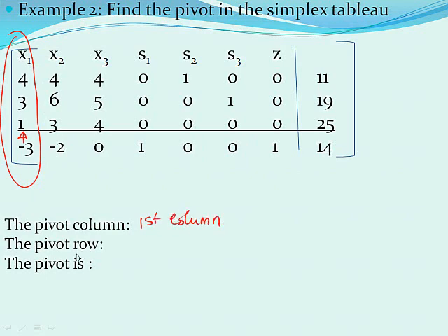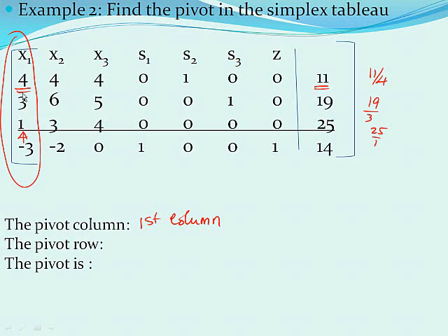So now we need to decide the pivot row. In order to decide the pivot row, I need to look in the pivot column and consider only the positive numbers. When I divide the numbers in the last column by the positive numbers in the pivot column, we get these ratios. 11 divided by 4, between these two corresponding entries. Then the next one will be 19 divided by 3. And the next one is 25 divided by 1. These are the 3 ratios.